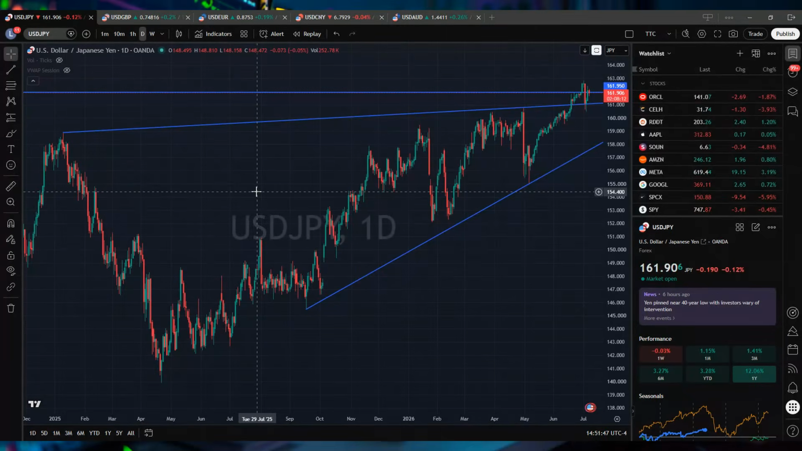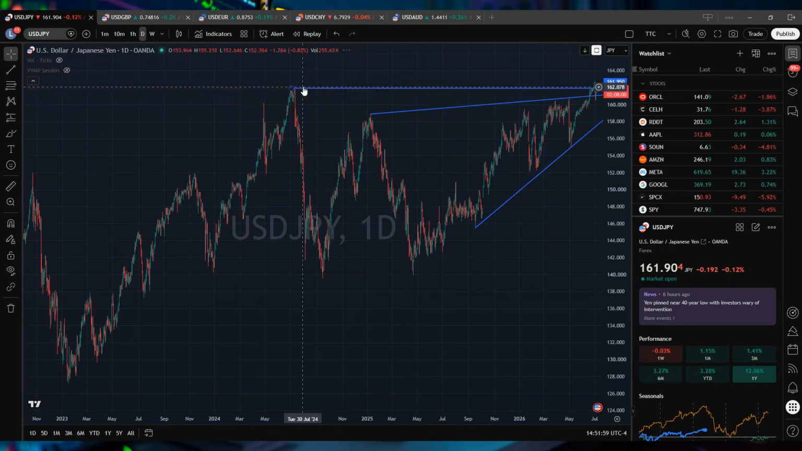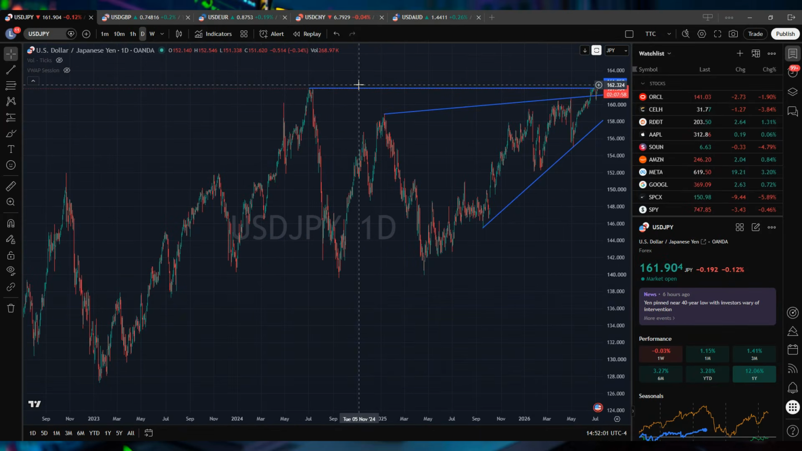Let's hop right into it, shall we? And today we're going to start off with the USD JPY. And this is at the previous all-time highs, right? Well past the previous all-time highs of where we were on this chart. So the US dollar is going up in comparison to the Japanese yen, right?